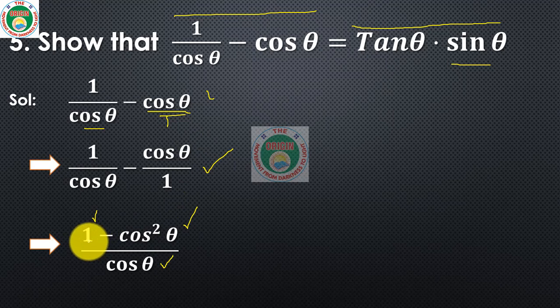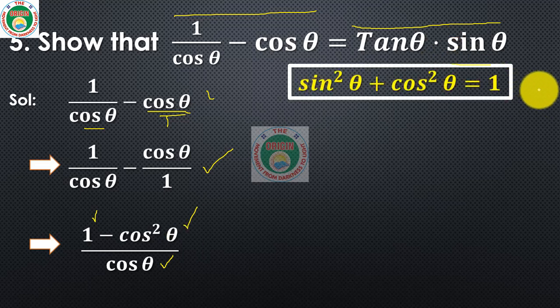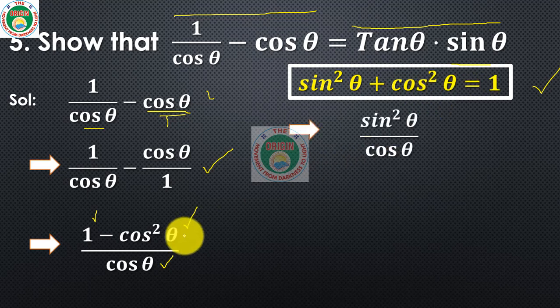Now the problem is 1 minus cos square θ by cos θ. What is 1 minus cos square θ? If you revise the formulas, sin square θ plus cos square θ equals 1. Here, if you transpose sin square θ to that side, cos square θ equals 1 minus sin square θ. That is, in place of 1 minus cos square θ, I write sin square θ, by cos θ, the denominator common.